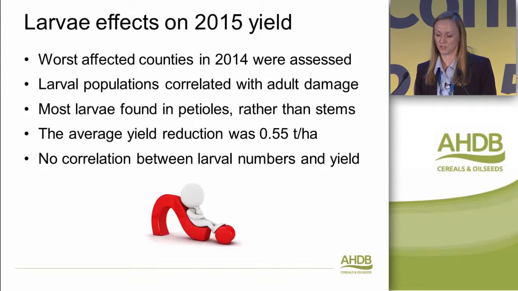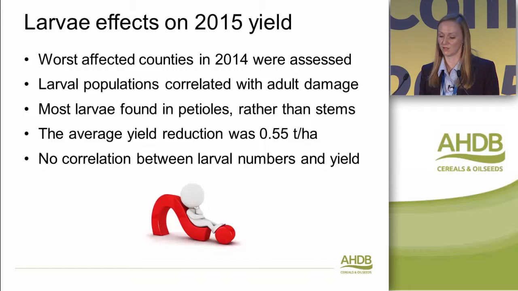The average yield reduction was about 0.5 tonne per hectare. This was based upon what the farmer had recorded himself and based it upon his 5-year average. But they did find that there wasn't actually a correlation between the larval numbers and yield. So a lot of questions opened up there.